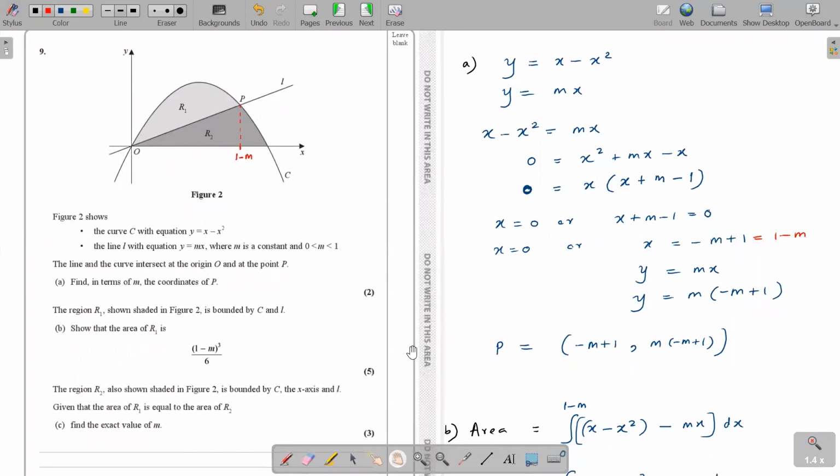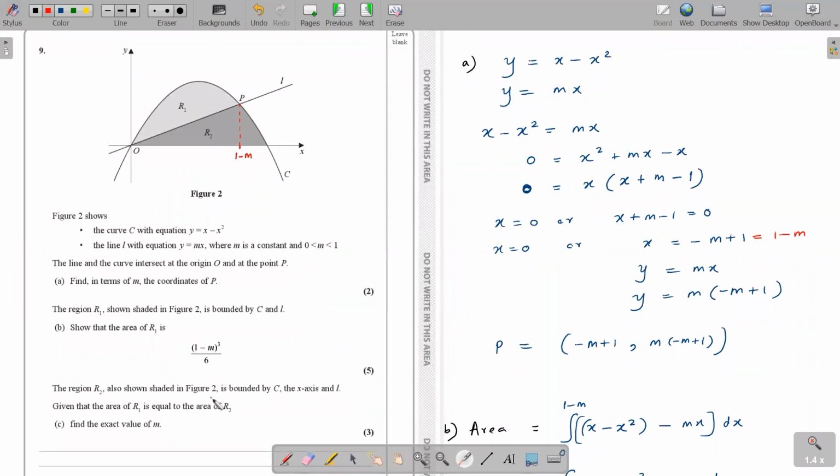Okay, moving on to part C. They say the region R2, also shown shaded in figure 2, is bounded by the curve, the x-axis and the line L. So you can see the region R2 is shown shaded here, right? And they say here, given that the area of R1 is equal to the area of R2, they ask you to find the exact value of m.